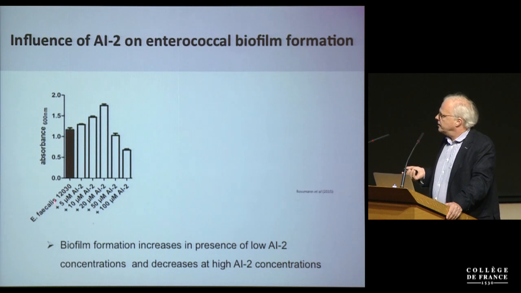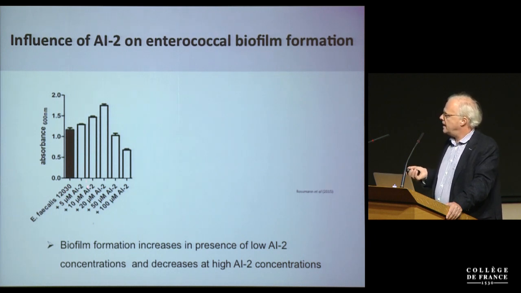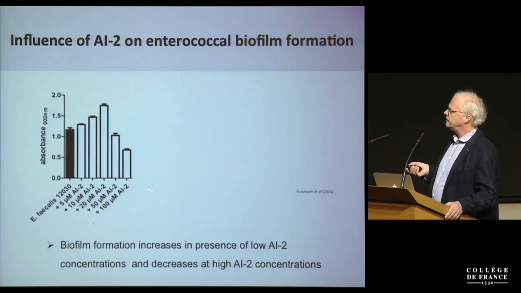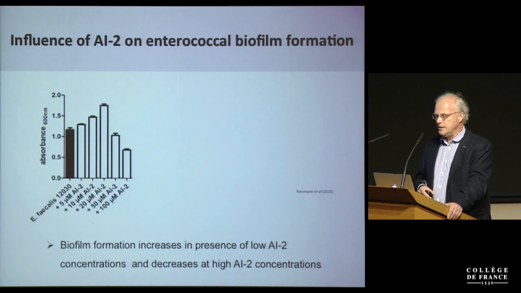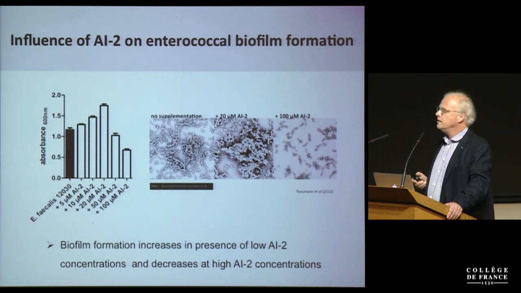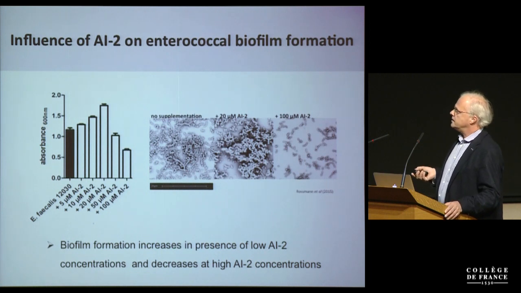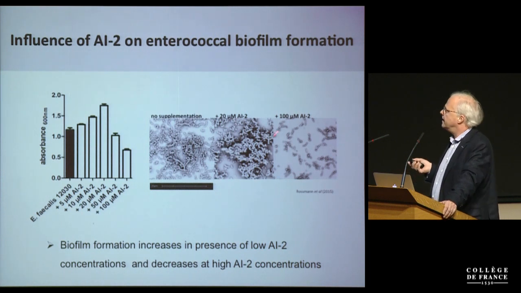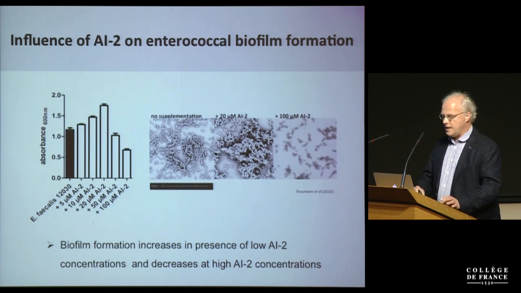And as you can see, if you increase the amount of autoinducer 2 that you add to this assay, biofilm increases up to 20 micromolar. But if you use the higher amounts, 50 and 100 micromolar, you see that the biofilm is reduced and actually is also dissolved, because here you have less biofilm than here. This is also what you can see on this slide. It's a scanning electron micrograph. So you see here the thick biofilm that is produced by 20 micromolar exogenous autoinducer and the dissolved biofilm at the higher concentration.